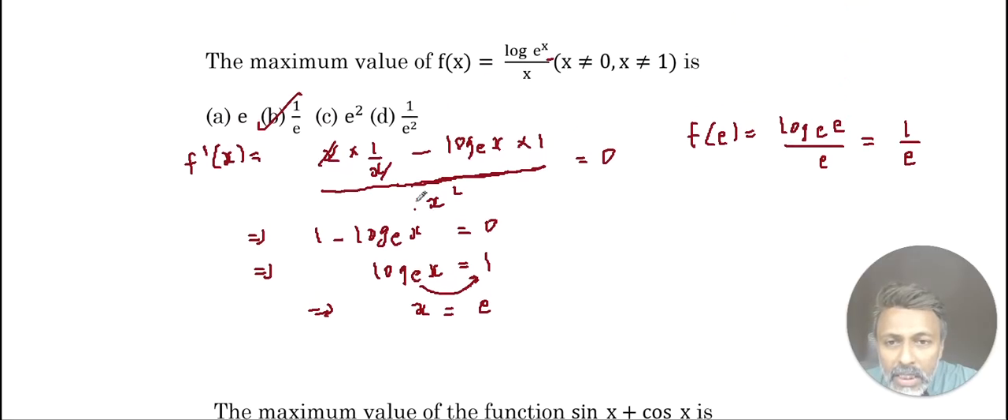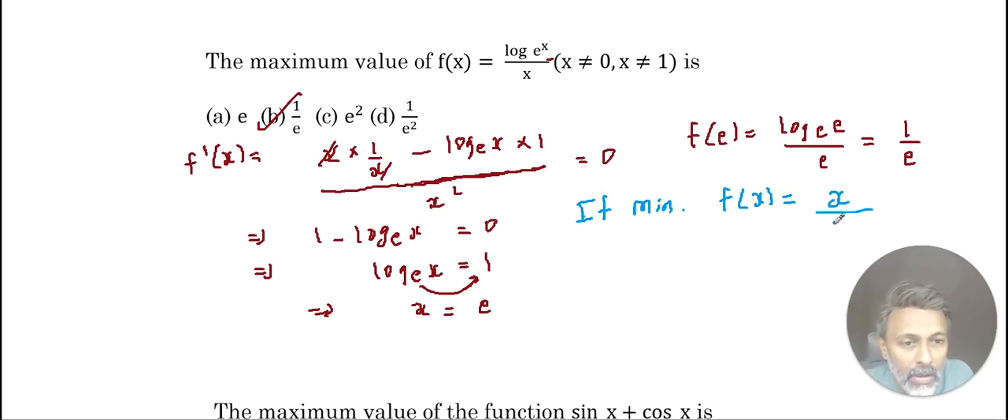In this same question, if it was asked what is the minimum value of f of x is equal to x upon log x, then the answer would be reciprocal of what we got. 1 upon e's reciprocal is e. This is just an additional MCQ. If you want, you can remember.